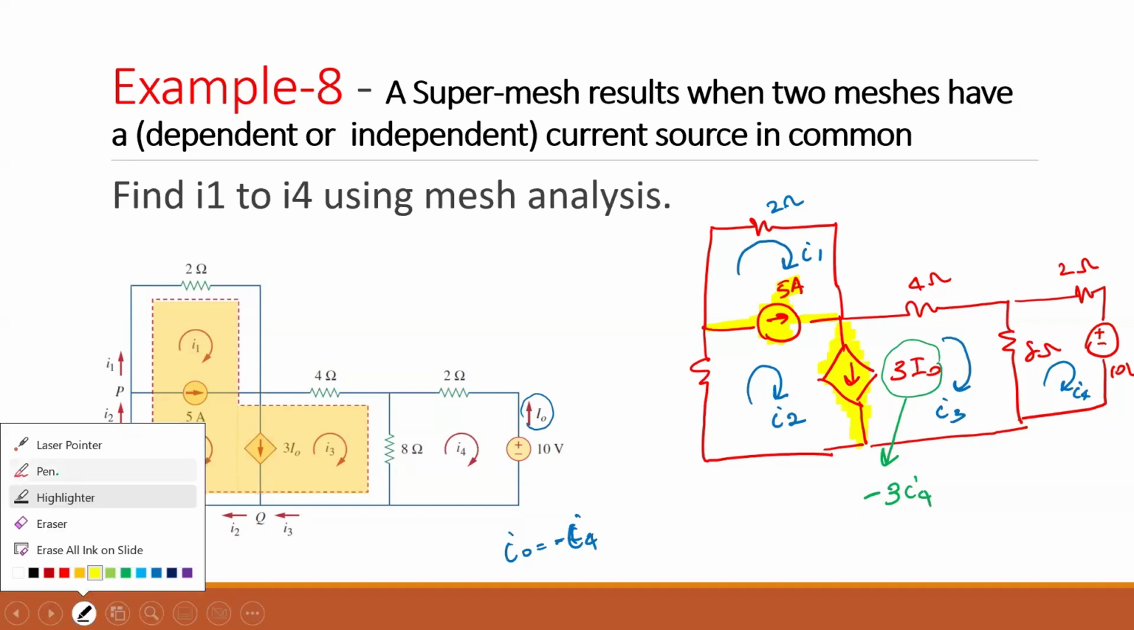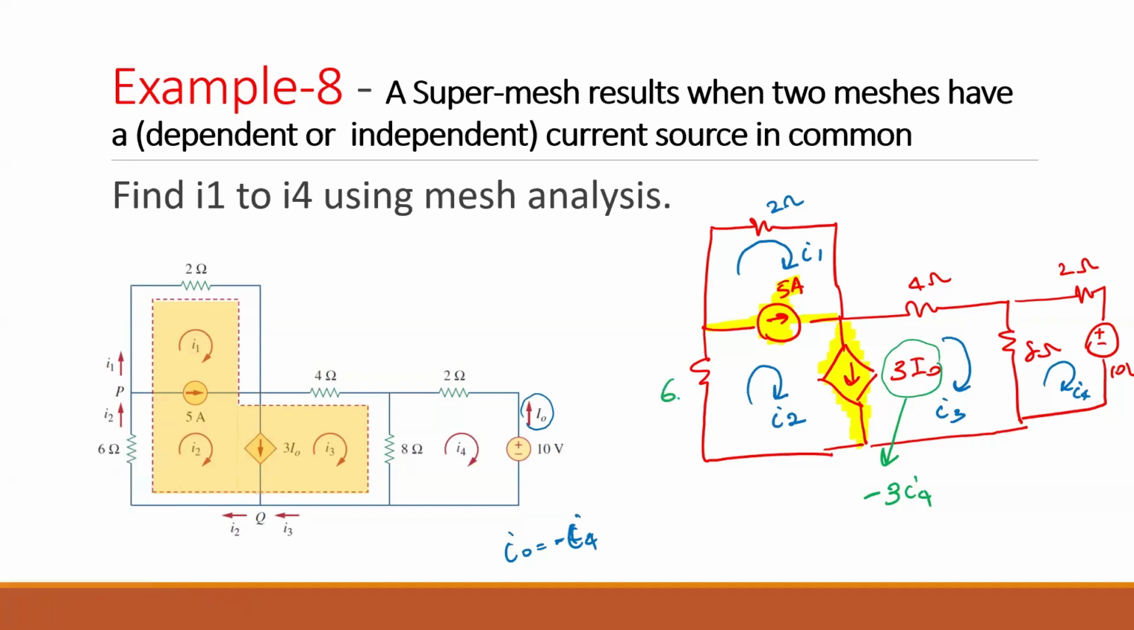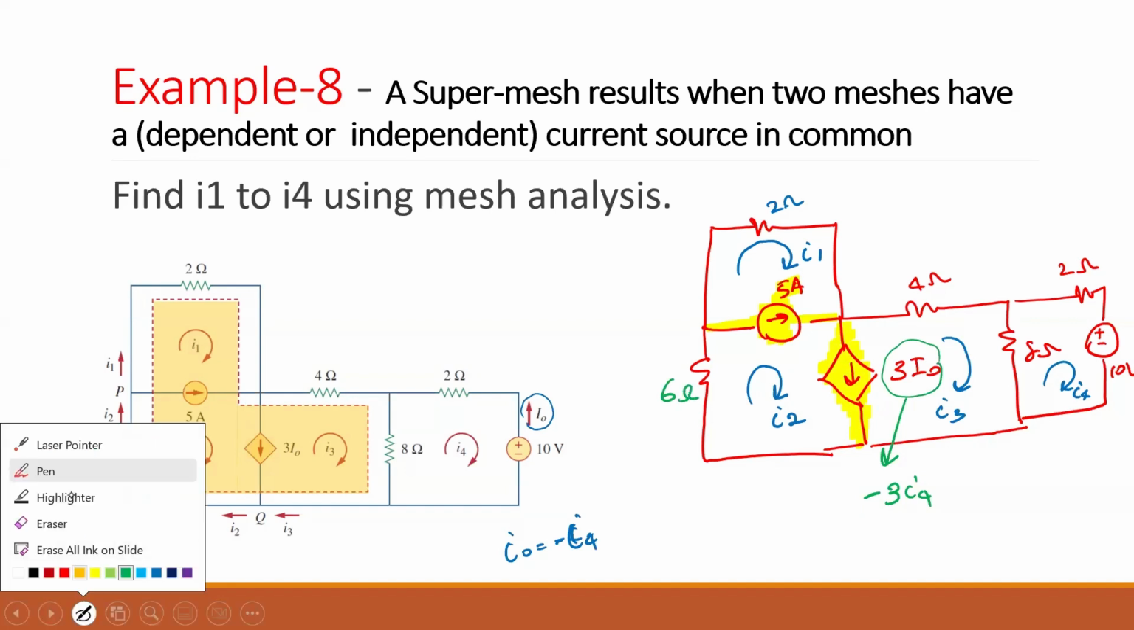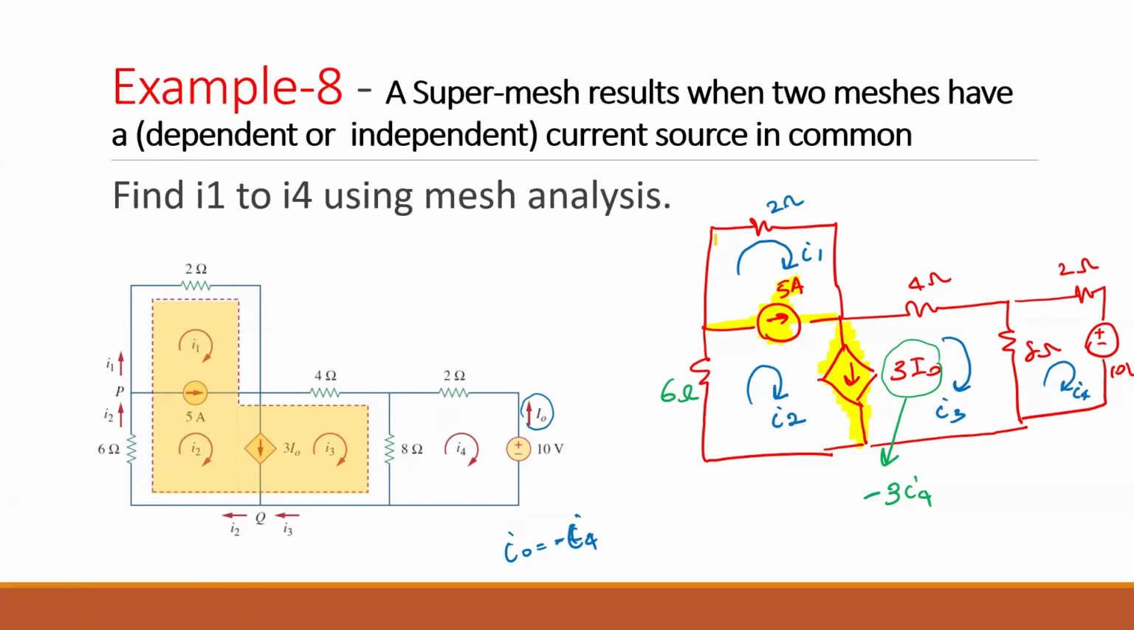Is that right? Yep. So, in this case, you can consider this whole thing as one super mesh. 1, 2, and 3, you can combine and consider as one super mesh. Makes sense? Yep. Now you can write the equations. How do you write the equations? So when you write the KVL to the super mesh, you write it in this way.